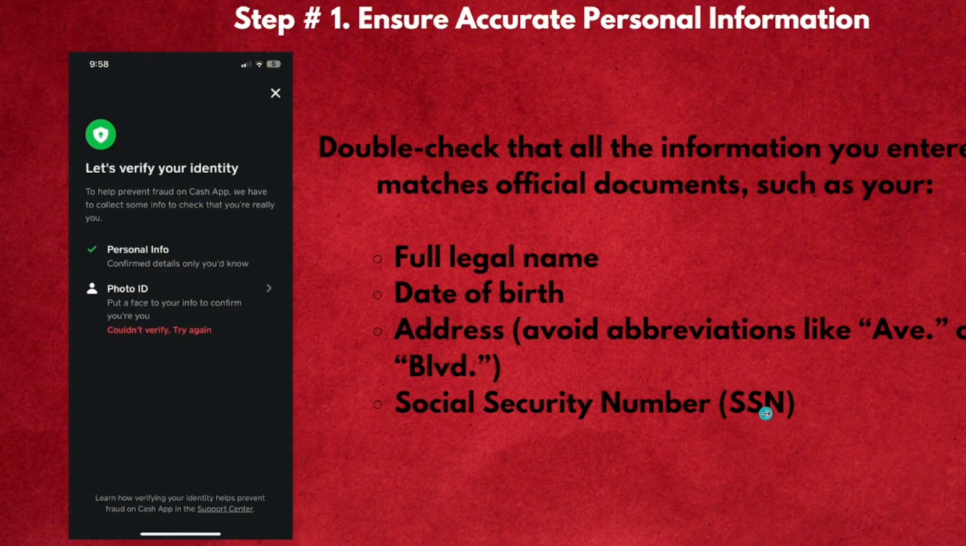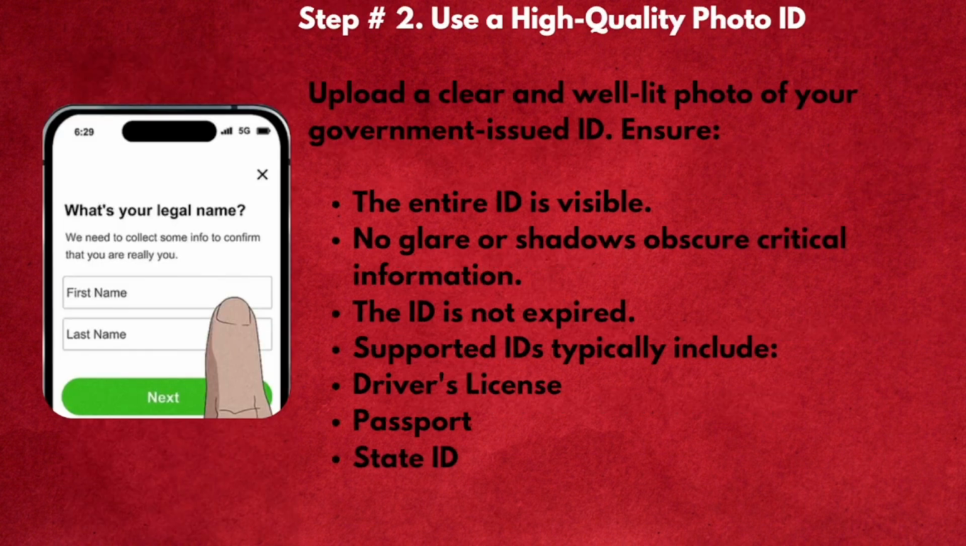And step number 2 is to use a high quality photo ID. So upload a clear and well lit photo of your government issued ID and ensure that the entire ID is visible, with no glare or shadows obscuring critical information, and that the ID is not expired. Supported IDs typically include driver's license, passport, and state ID.